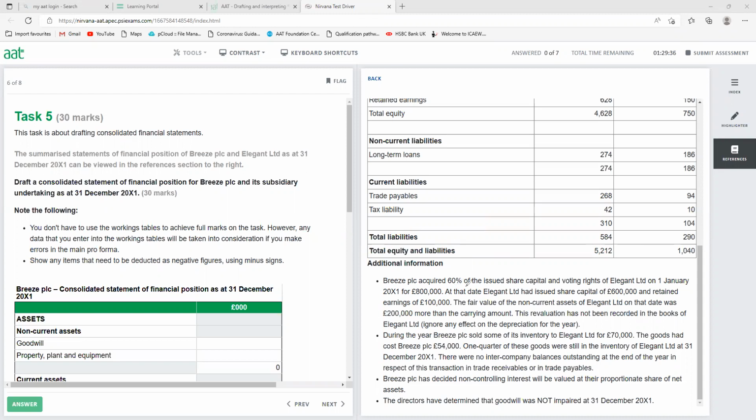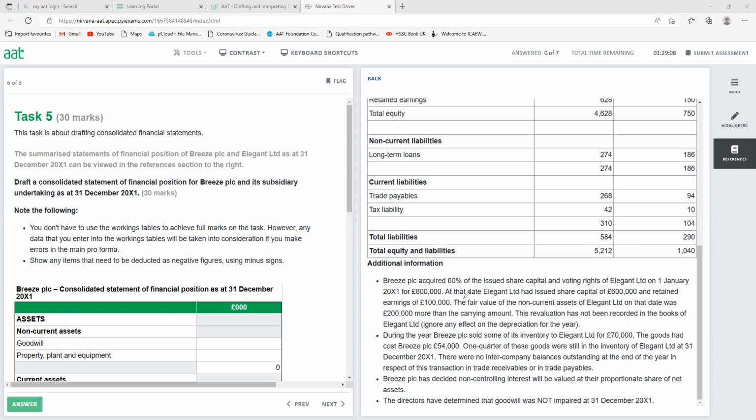BPLC acquires 60% of the issued share capital and the voting rights of E Limited. You need to make sure they buy the voting rights. It has to be the voting rights. On 1st January 2011 for 80,000. So I buy 60% of E Limited by paying 80,000. So this 80,000, we call it consideration. When you pay something, we call it consideration. So 80,000 is my consideration.